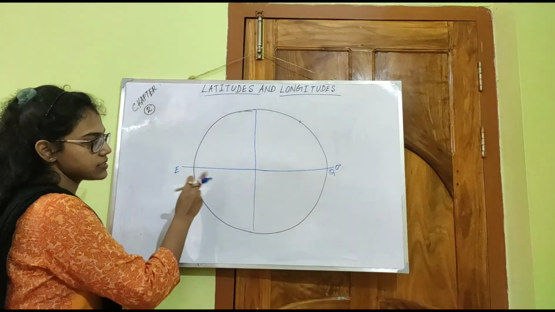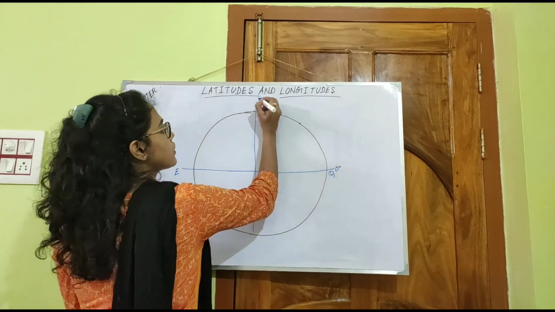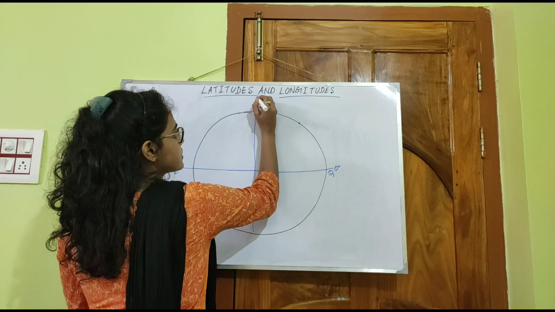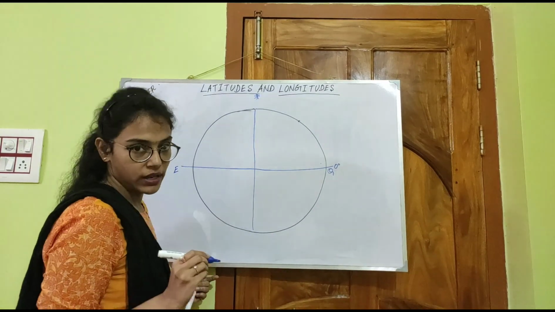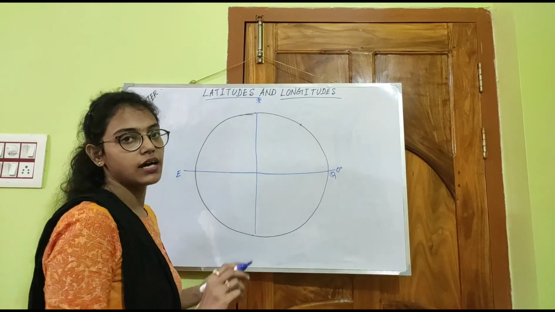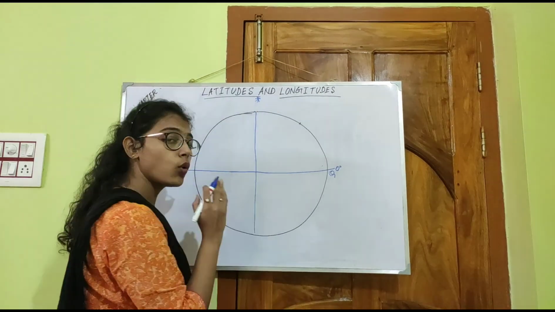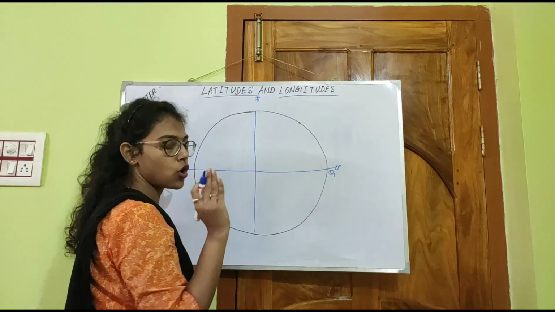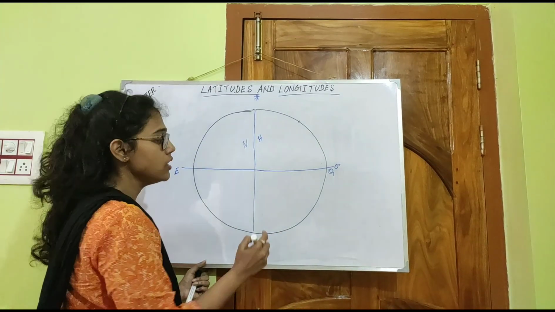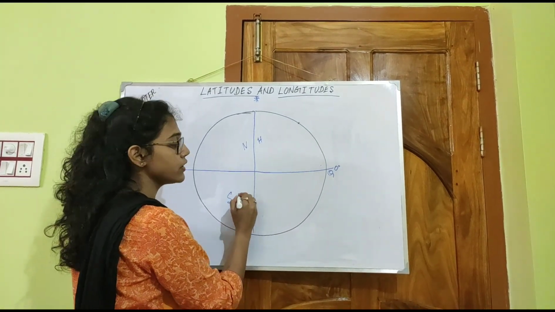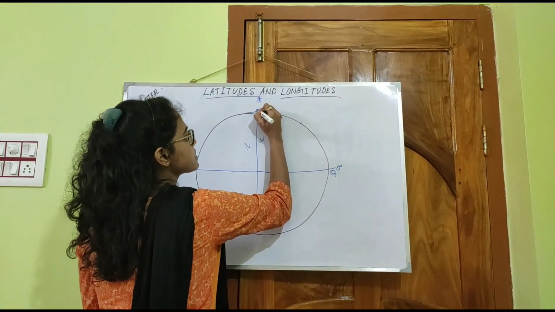Here this is our earth and this is the equator. Pole star means a star which we can see from the north pole. Actually, we can only see the pole star from the northern hemisphere, not exactly the north pole. From the southern hemisphere we cannot see the pole star.